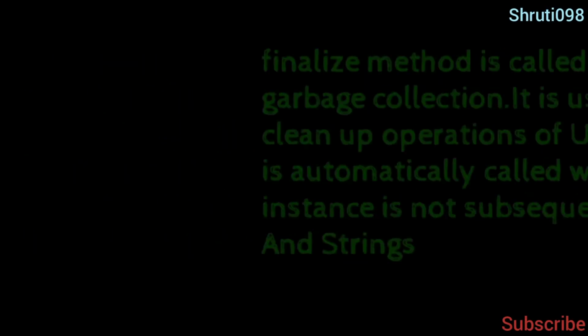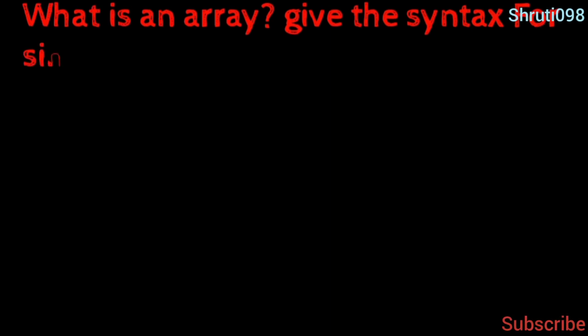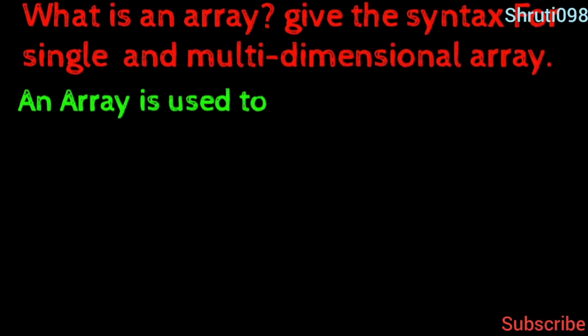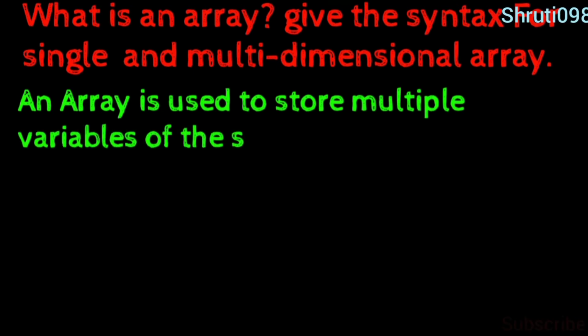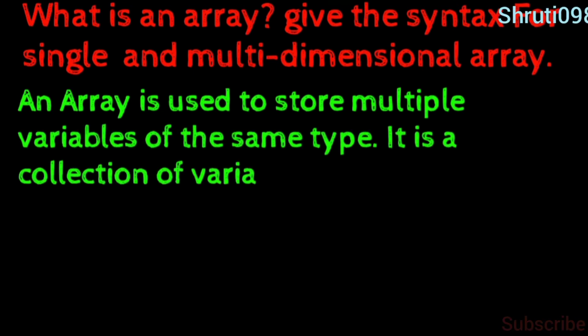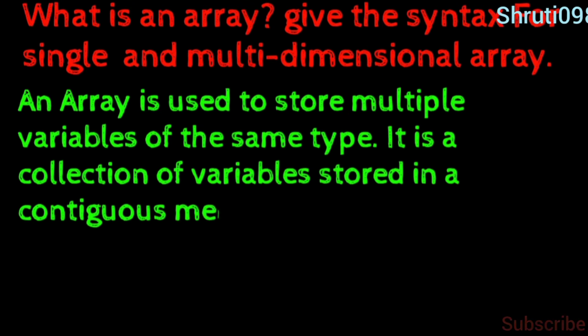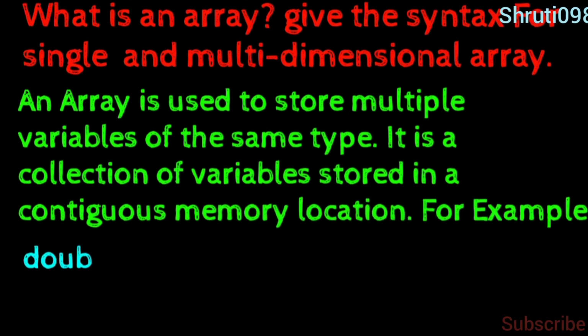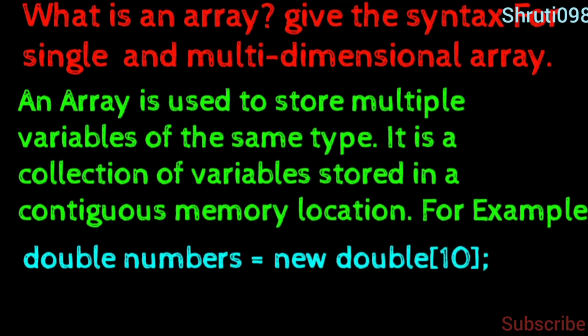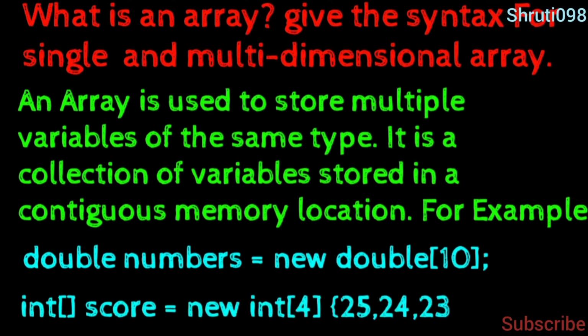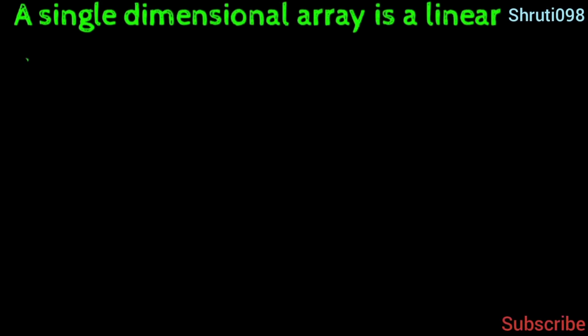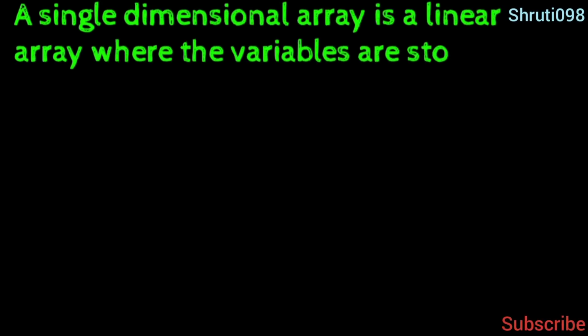Arrays and strings. Question: what is an array? Give the syntax for single and multi-dimensional array. Answer: an array is used to store multiple variables of the same type. It is a collection of variables stored in a contiguous memory location. For example, double[] numbers = new double[10]; int[] score = new int[4] {25, 24, 23, 25}. A single dimensional array is a linear array where the variables are stored in a single row.